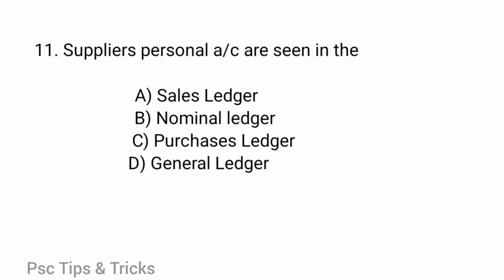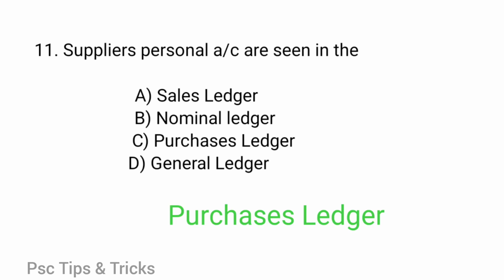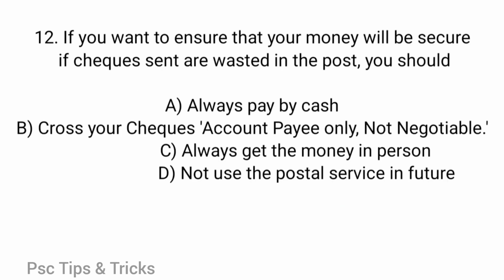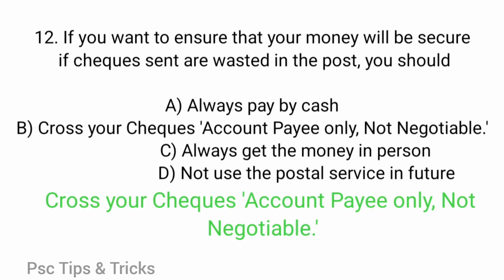Suppliers' personal account are seen in the sales ledger, nominal ledger, purchases ledger, general ledger. Purchases ledger. If you want to ensure that your money will be secure if checks sent are wasted in the post, you should options: always pay by cash, cross your checks, account payee only, not negotiable. Always get the money in person, not use the postal service in future. Cross your checks, account payee only, not negotiable.